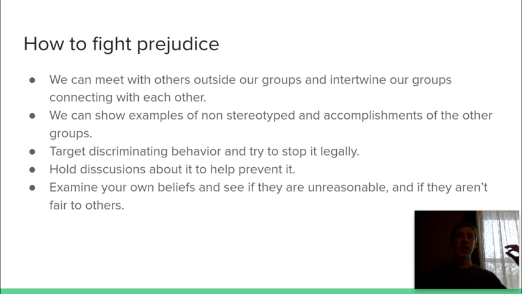Get a big TED Talk thing going to help prevent this. Also, examine your own beliefs and see if they're unreasonable. If you think somebody's inferior to you, you need to stop, think it over, and start again. Your views might be wrong, and you can just go on and be friends with them and see that they're not that way.